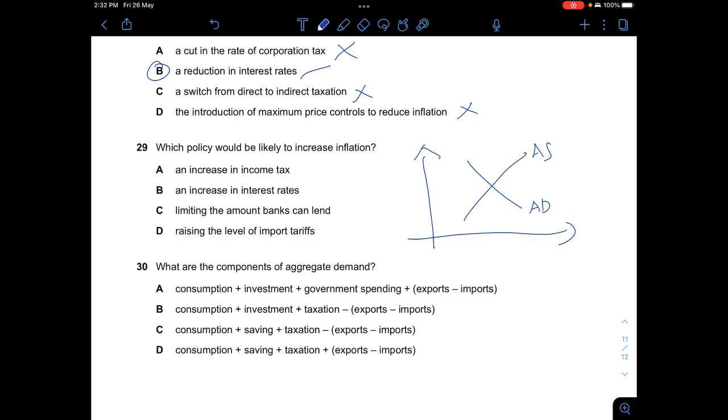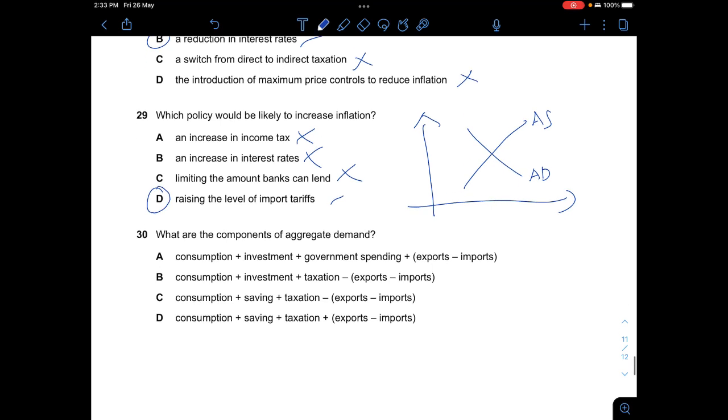A says an increase in income tax, which would decrease inflation. B, an increase in interest rates, which would decrease inflation. C, limiting the amount banks can lend, which would reduce inflation. And D, raising the level of import tariffs, which would increase inflation because more money will then be sent outside of the country, and also the AD would increase. So the answer is D.